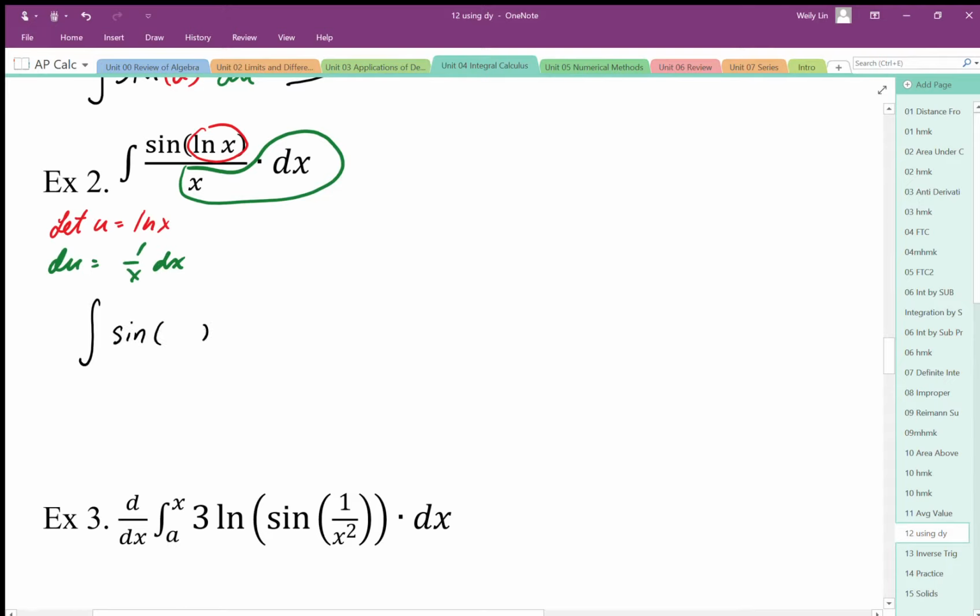Okay, so there's my u. I can replace the dx over x with a du expression. There it is, my integral in terms of u. We can anti-differentiate this to negative cos u plus c. And then again, this time we're replacing the u with the equivalent log x. And there's our antiderivative function.